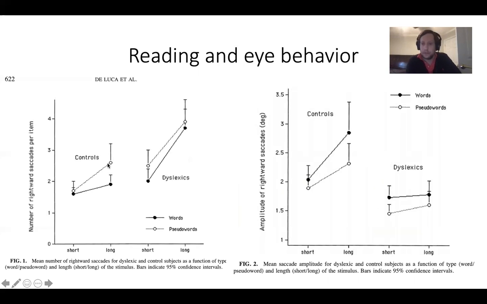So for long words, controls generally will make more eye movements when they're reading a long word compared to a short word. But the difference is not that big. So with controls, they'll have a little bit more rightward eye movements for long words compared to short words. There's the difference right there. The difference in height here is a little bit higher number of rightward saccades when the word is long compared to when the word is short.